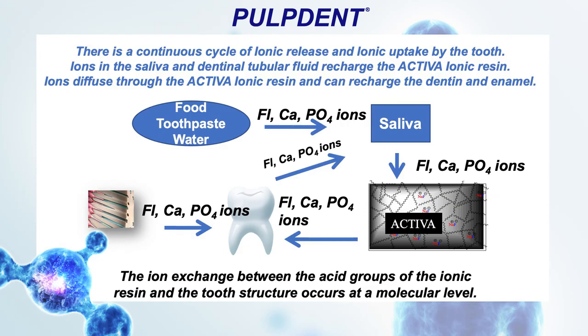So ACTIVA provides calcium and phosphate and fluoride to a demineralized tooth. And then obviously the amount of calcium, phosphate, and fluoride diminishes in the restorative material, but it's then recharged through food, toothpaste, water, saliva, dental tubular fluid. So there's this constant ion exchange between acid groups at the ionic resin and the tooth structure interface. These occur at a molecular level.